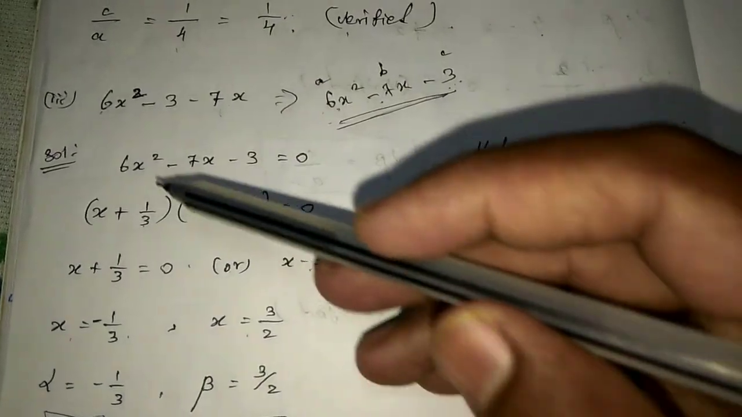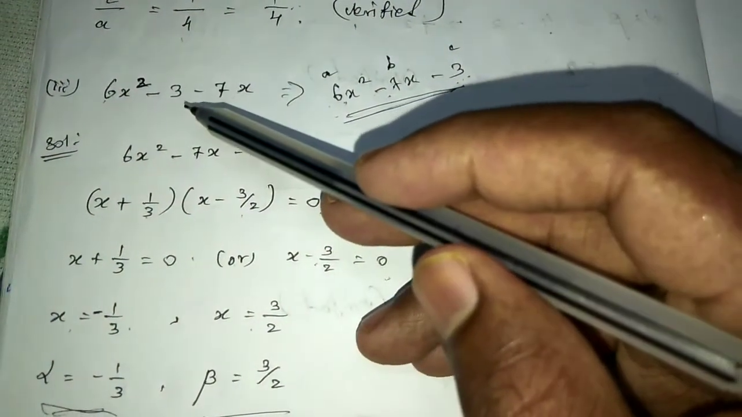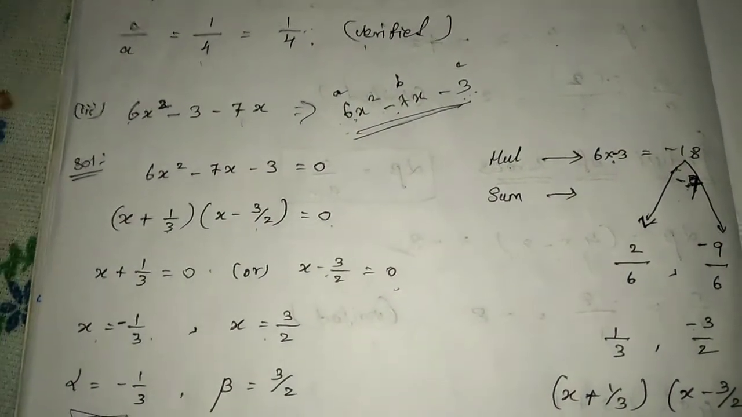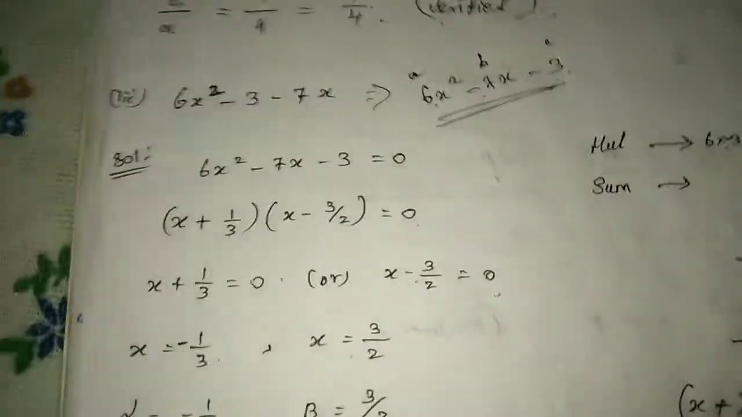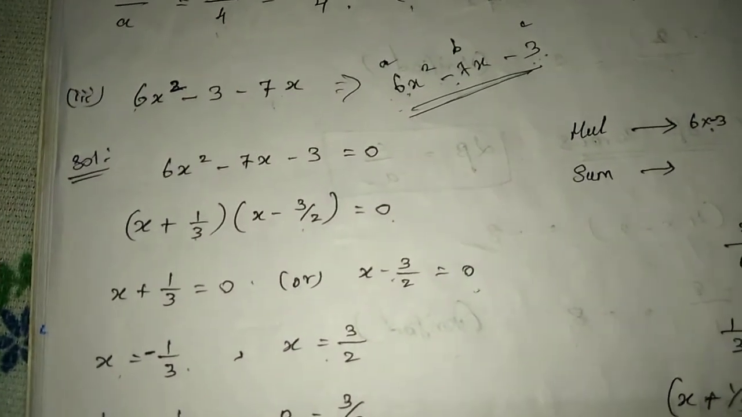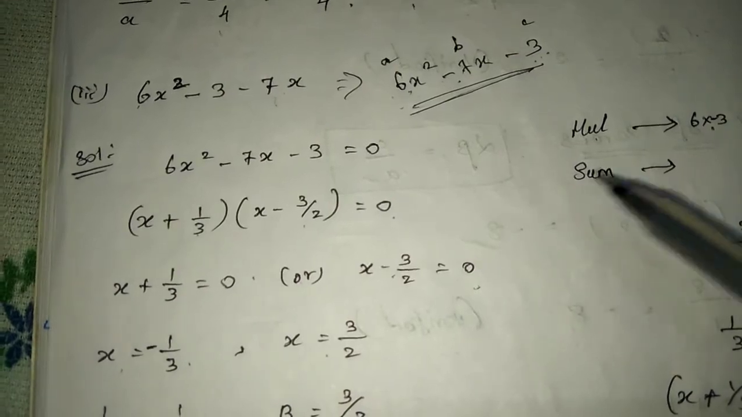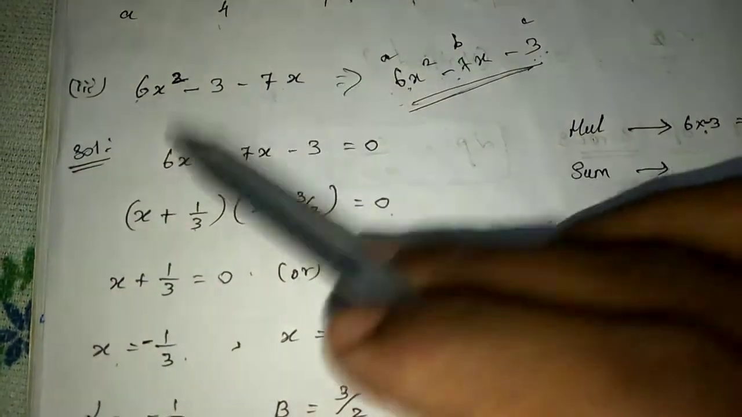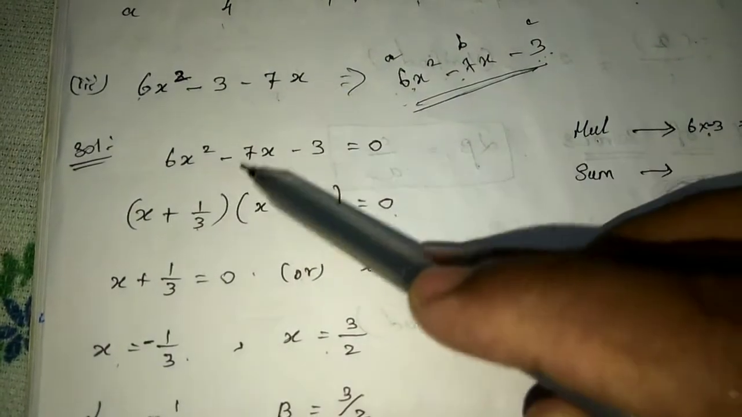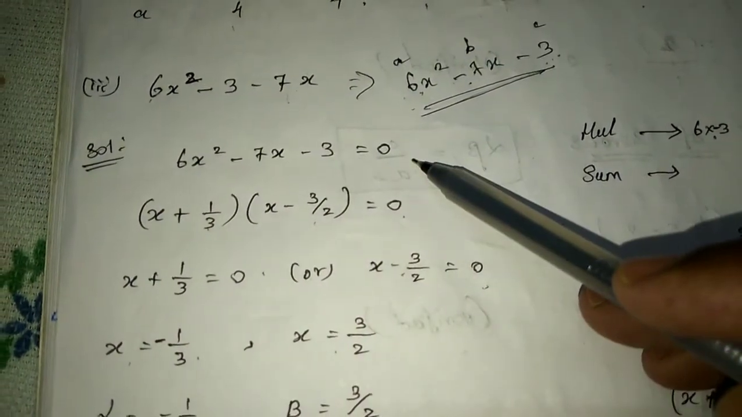Next, in this problem, 6x squared minus 3 minus 7x. Now you can check in this problem, they gave a problem that is not in standard form. So now you should write it in standard form, right? So first for standard form, you can rearrange the terms. So 6x squared, next the x term, so minus 7x minus 3 which is equal to 0.